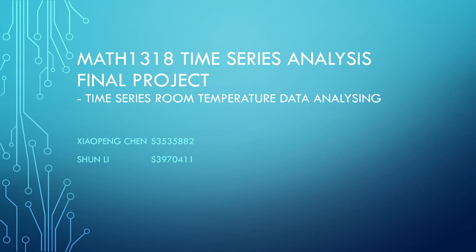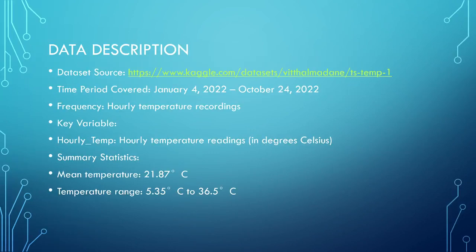Today we will focus on the time series analysis of the room temperature data from Kaggle. Here is a summary of the data frame. The data is from Vitel on Kaggle.com, which has 3 variables and 7056 observations from January 4, 2022 to October 24, 2022. The key variable is the hourly temp, which has a mean temperature of 21.87 degrees Celsius, a minimum of 5.35 degrees Celsius, and a maximum of 36.5 degrees Celsius.